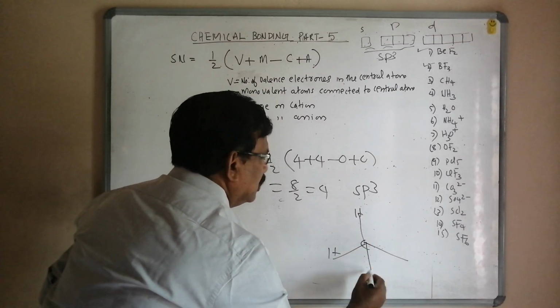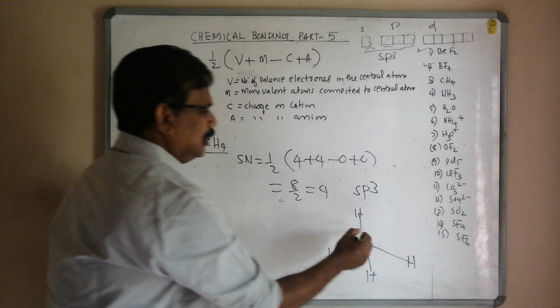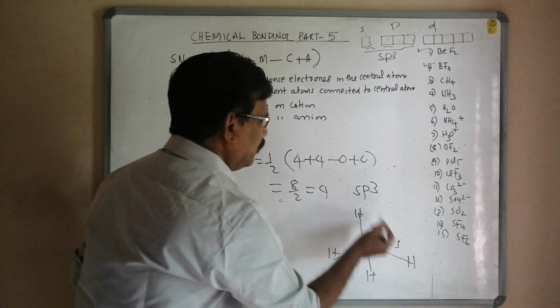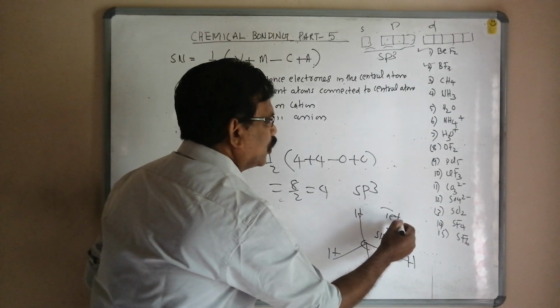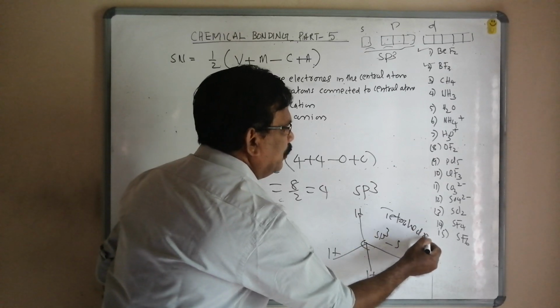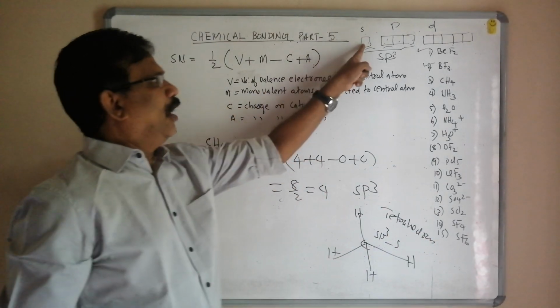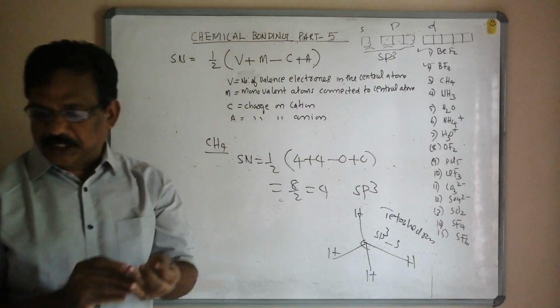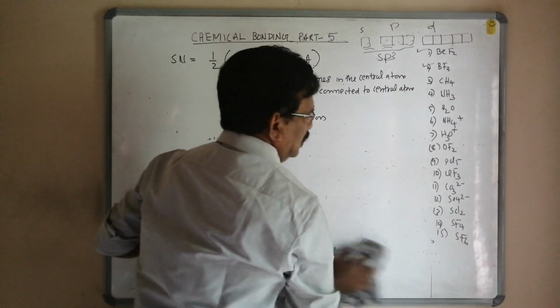Hybridization sp3, shape tetrahedral. This is CH4, methane, and this is sp3-s overlapping for the C-H bonds. Shape tetrahedral. A very simple shortcut using this formula. Steric number is equal to 4, 1, 2, 3, 4, hybridization sp3. So this is methane. Next, ammonia.